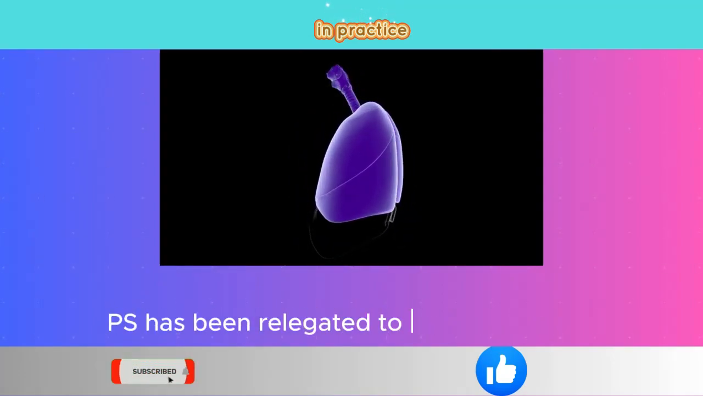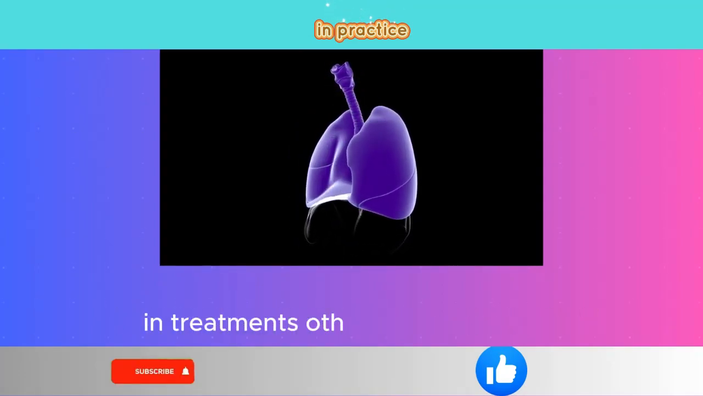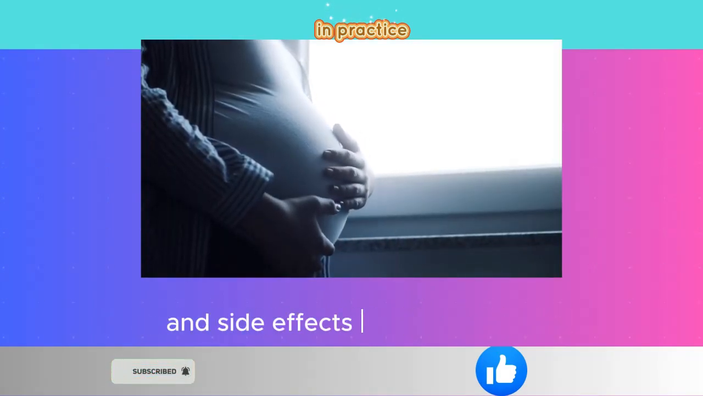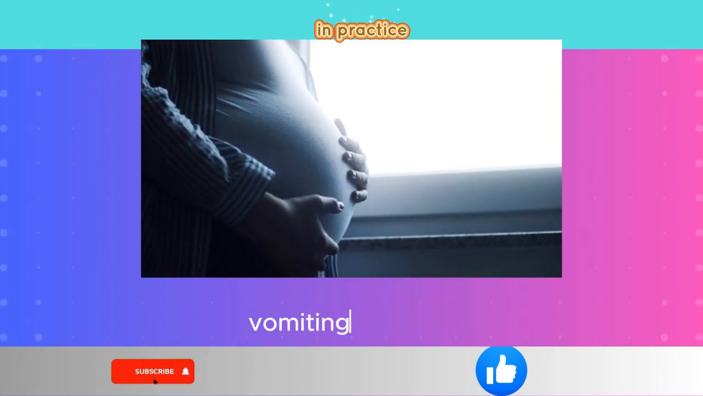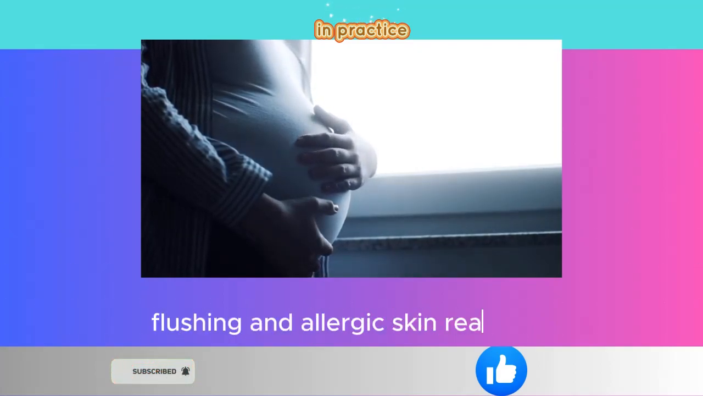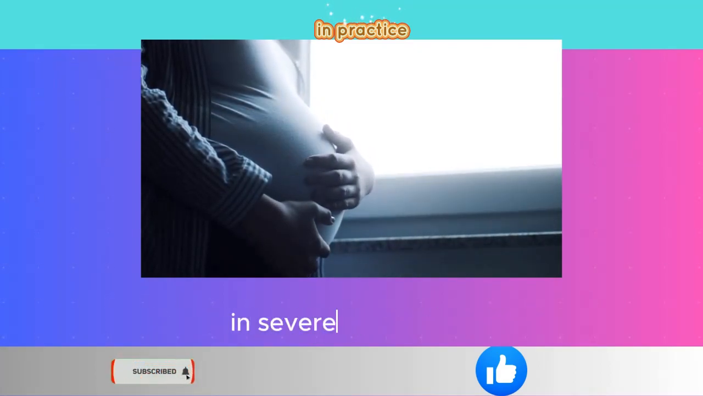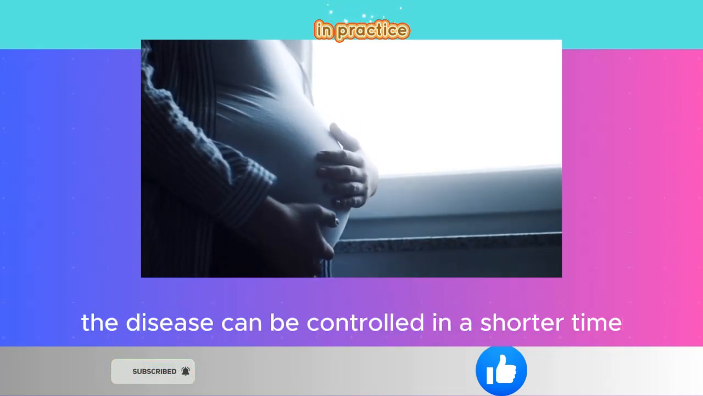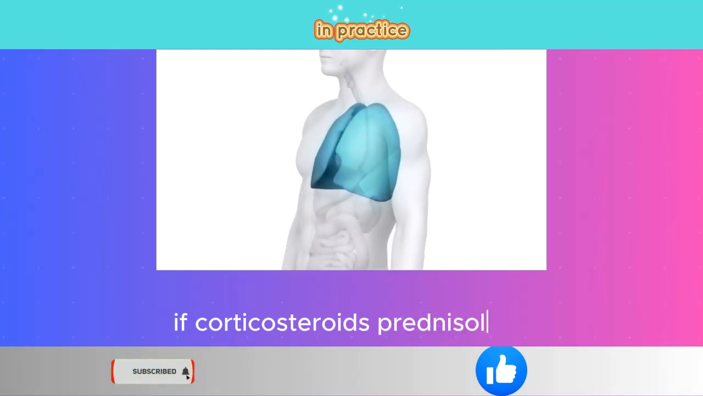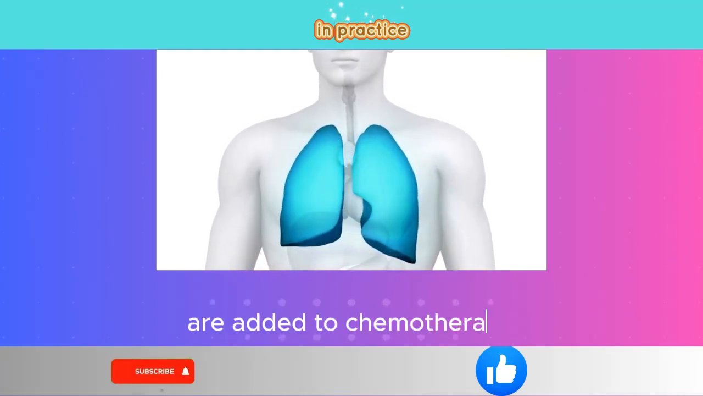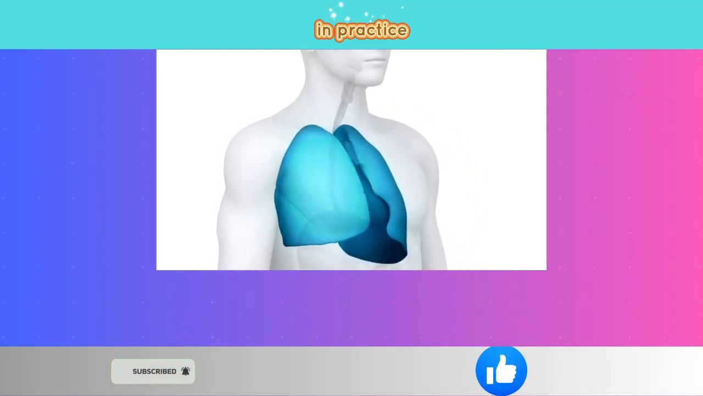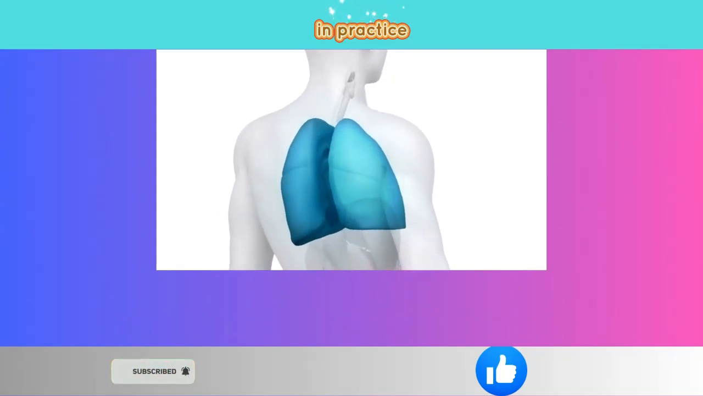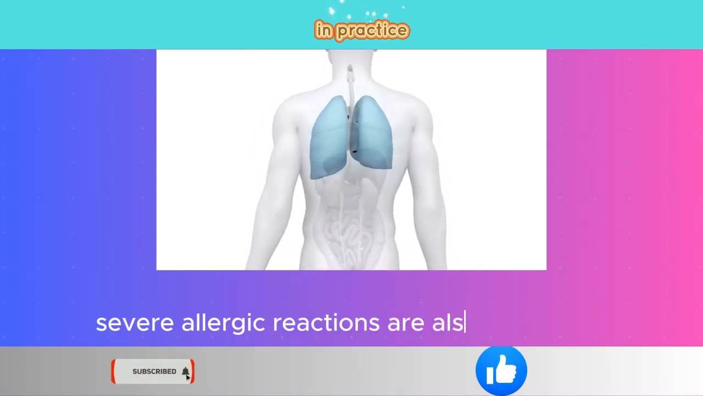PAS has been relegated to the second plan in treatments other than pregnancy due to the difficulty of administration and side effects such as nausea, vomiting, diarrhea, flushing, and allergic skin reactions. In severe toxic cases, the disease can be controlled in a shorter time if corticosteroids, prednisolone, are added to chemotherapy at the beginning of treatment. Pregnancy does not preclude the use of corticosteroids. Severe allergic reactions are also prevented.